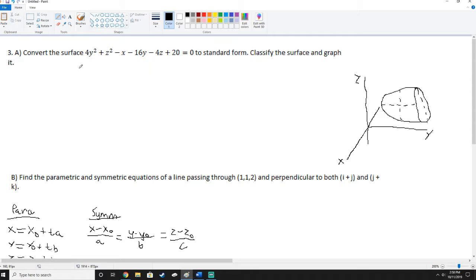Convert the surface 4y squared plus z squared minus x minus 16y minus 4z plus 20 equals 0 to standard form and classify the surface and graph it.